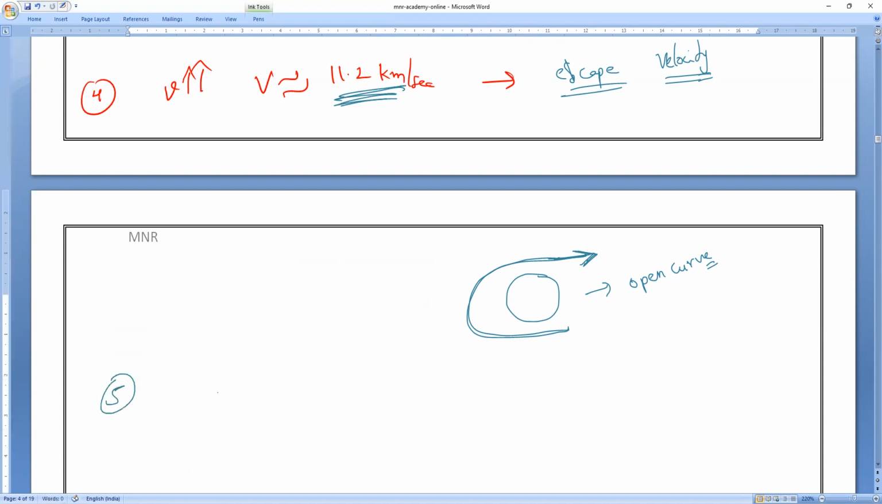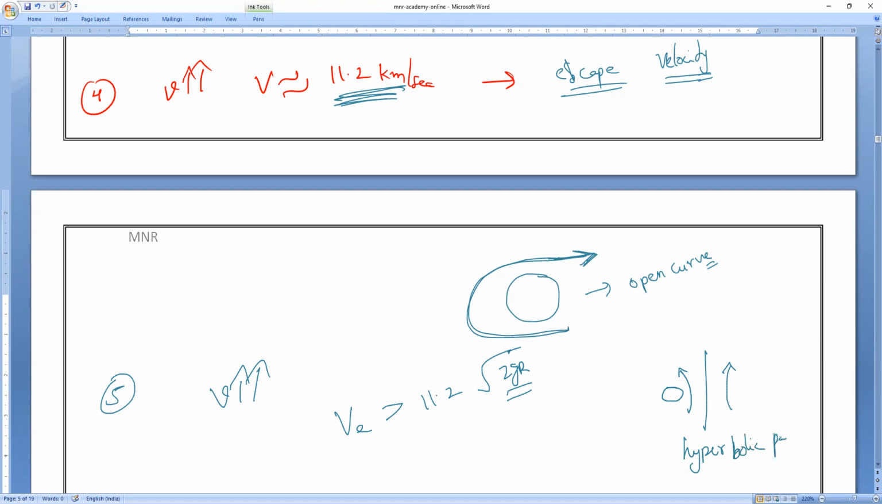Now, if the velocity increases more and more, that is, the velocity is greater than 11.2, that is, more than root over 2gR, then the satellite or whatever it is will escape in what path, everybody? We already studied. What is the path actually? It will take a path of hyperbola. Hyperbolic path.